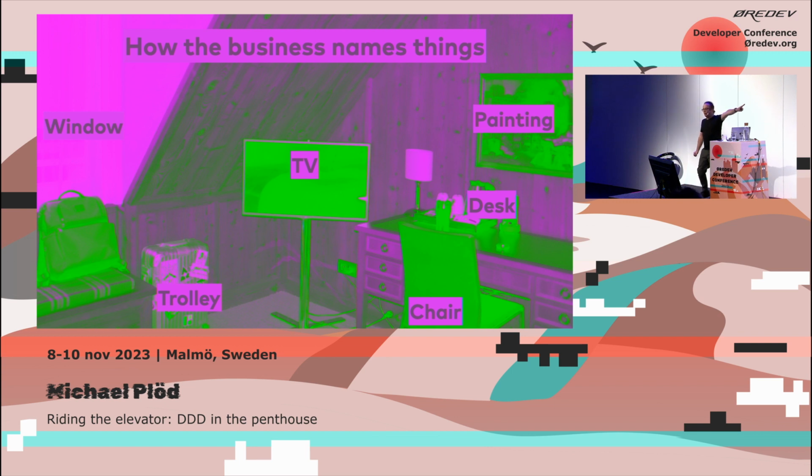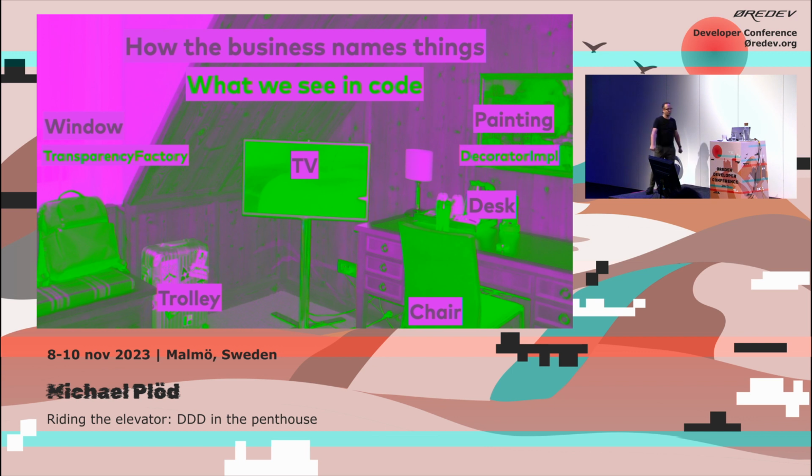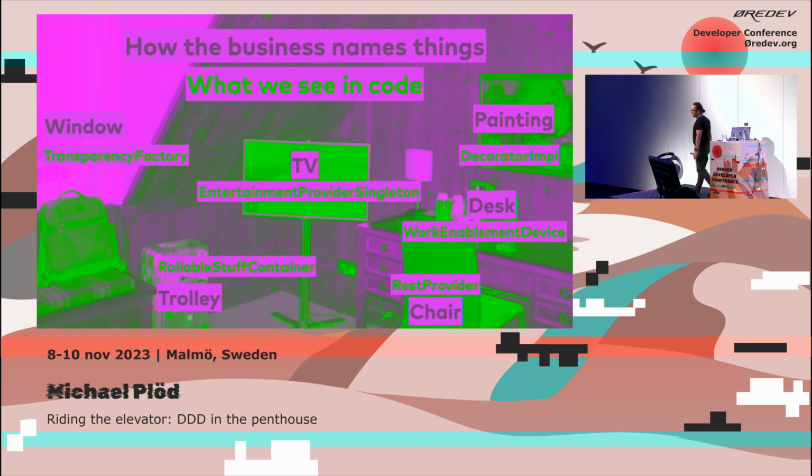Now, imagine we implement that room as code. What kind of names would I very often see in code bases when I do code reviews, architecture reviews, or stuff like that? I see terms like transparency factory, decorator input, entertainment provider singleton, work enablement device, rollable stuff container, or REST provider. Yeah? So there's already a language gap somewhere.